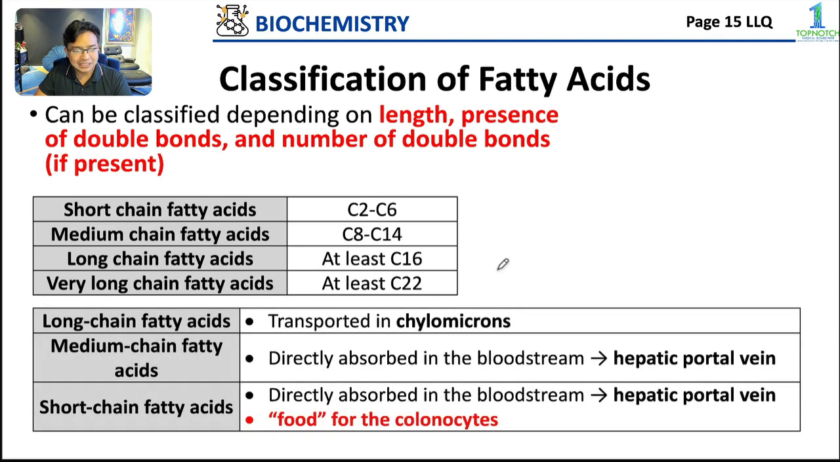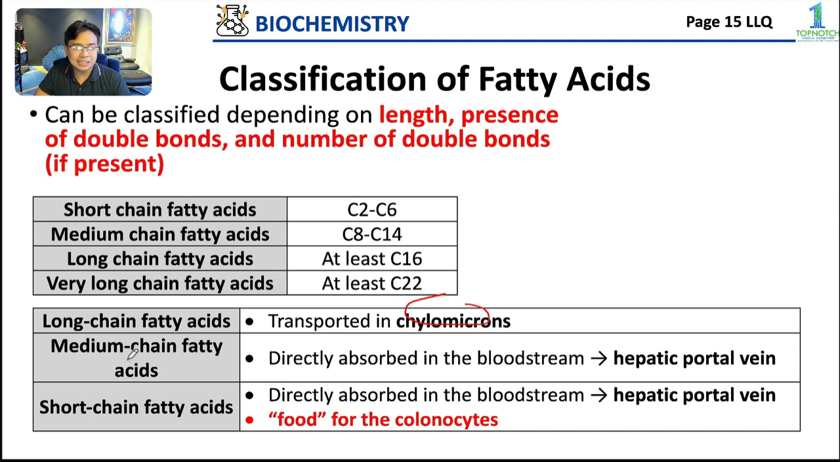Kasi pag long chain fatty acids ka, you are only transported in chylomicrons. But both short chain and medium chain fatty acids can be directly absorbed in the bloodstream, going to the hepatic portal vein in the process.